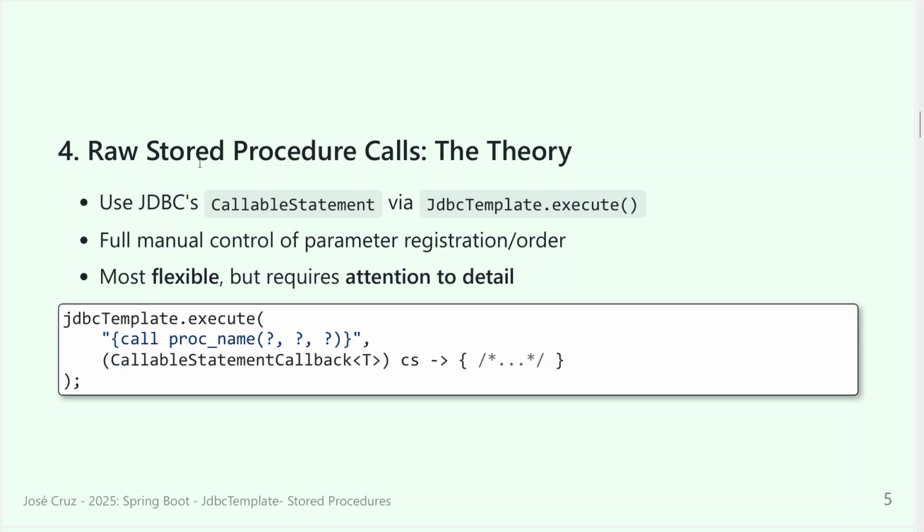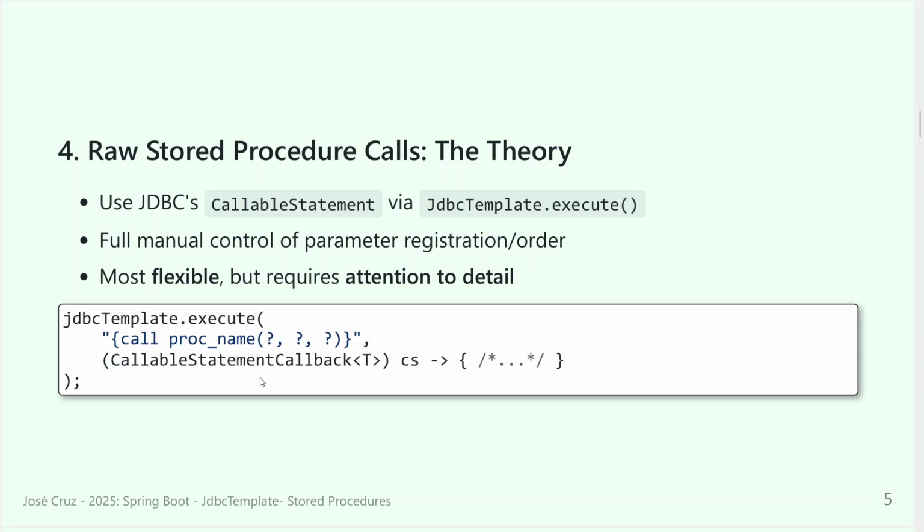Let's call it raw store procedure calls, the raw way without any tricks here. The theory: use JDBC CallableStatement. This is the statement that you should use when you want to call a store procedure. The name is already saying it, CallableStatement. It's not a PreparedStatement. It's a CallableStatement, meaning that we will call something, a procedure, but there is also the option to call functions.